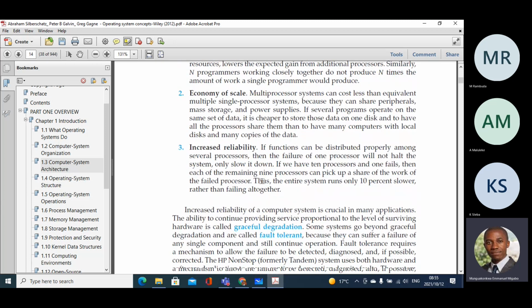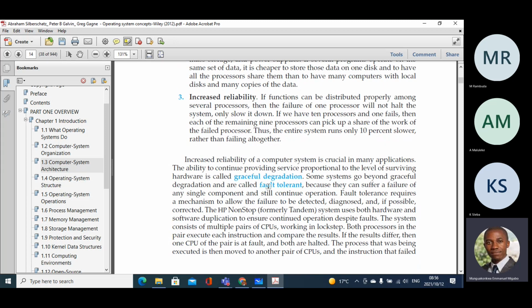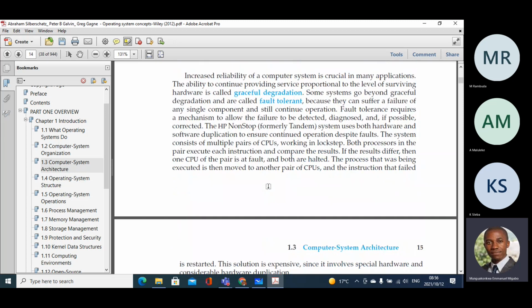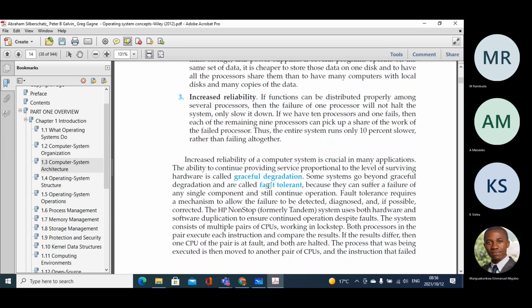The third benefit of a multi-processor system is what we call increased reliability. Because we've got multiple processors, should one fail to execute a task, another one can take over. And that improves the reliability in the sense that you are almost sure that an instruction will successfully execute. So that is increased reliability. Very important. Increased reliability of a computer system is crucial in many applications.